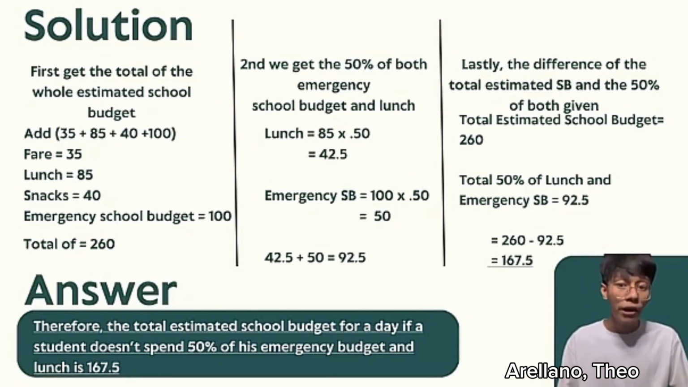So therefore, the answer is: the total estimated school budget for a day if a student doesn't spend 50% of his emergency budget and lunch is 167.5.